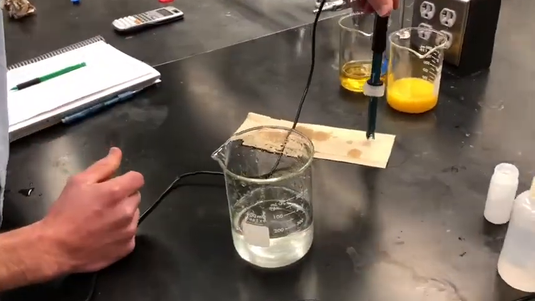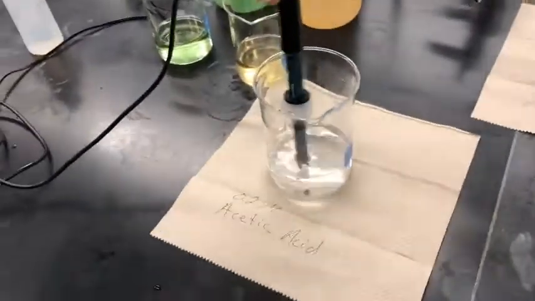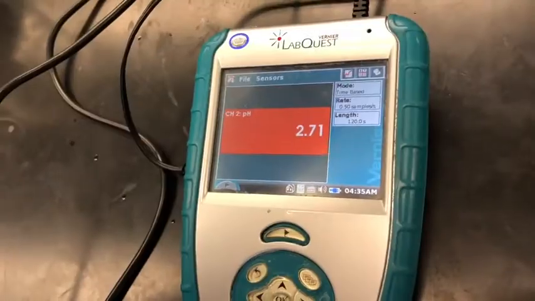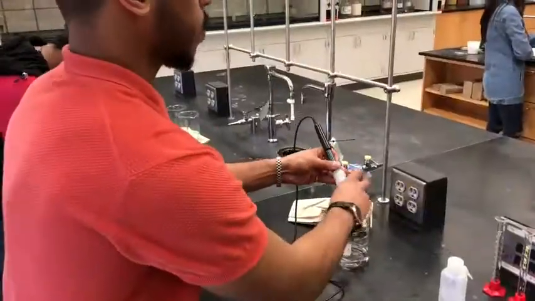Okay, and we're going to check the pH of some acetic acid. Let's see, 2.71, so pretty acidic. We're going to rinse it off. Put the cap back on. Okay. And one more time.